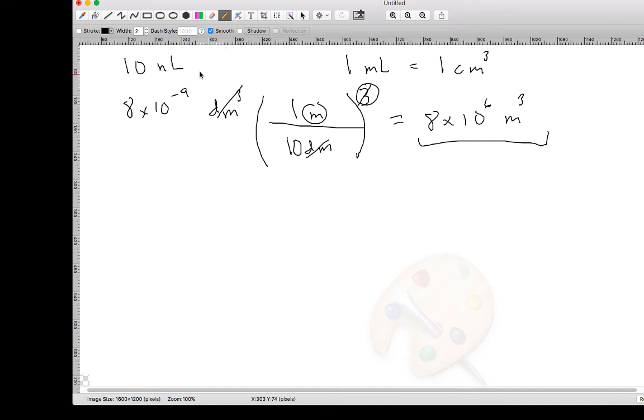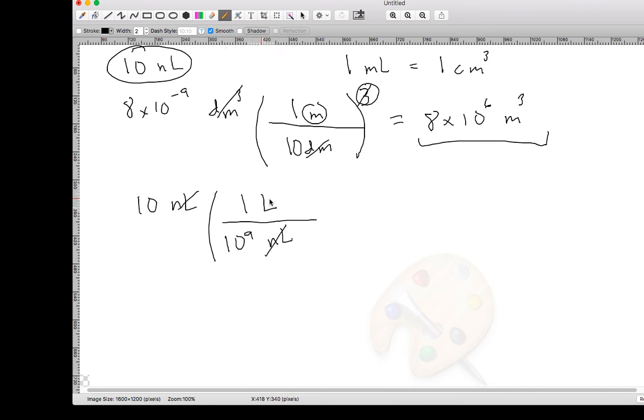I'm now going to compare that with 10 nanoliters. I know that 1 milliliter is the same as 1 cubic centimeter, so this is going to take a little longer. I have to convert this to milliliters first. How do I do that? Well, I know that there are 10 to the 9th nanoliters in 1 liter. So these cancel. And I put liters on the bottom so that they could cancel again. In 1 liter, there are 1,000 milliliters.